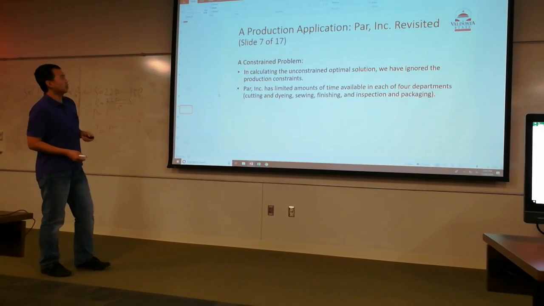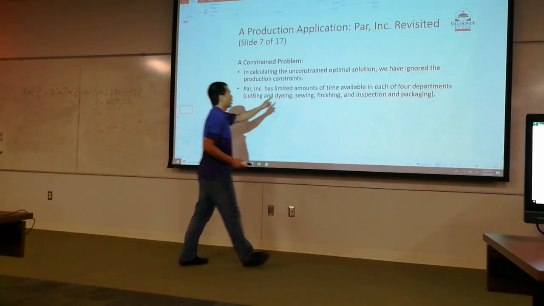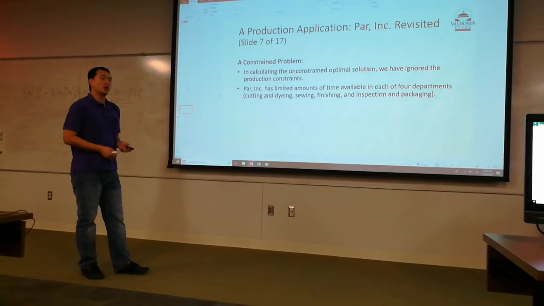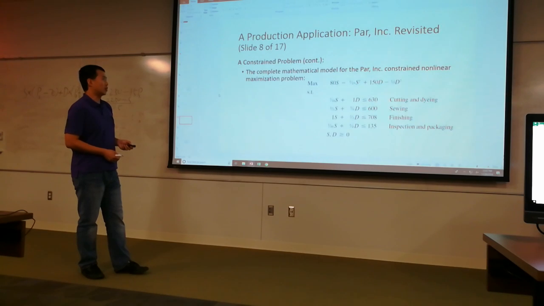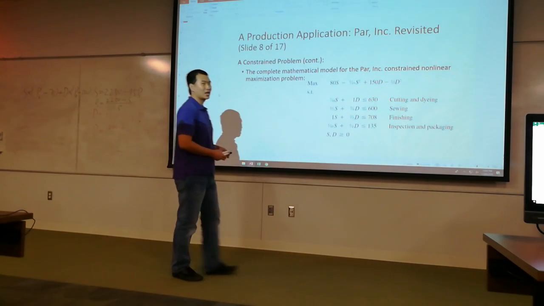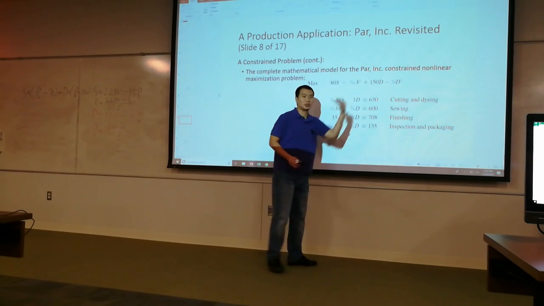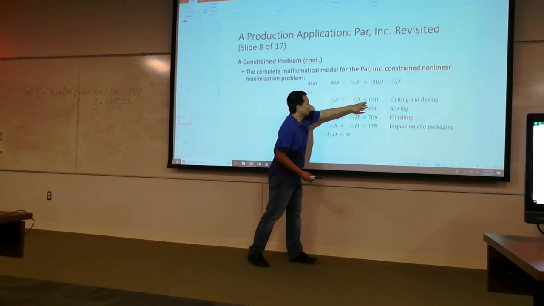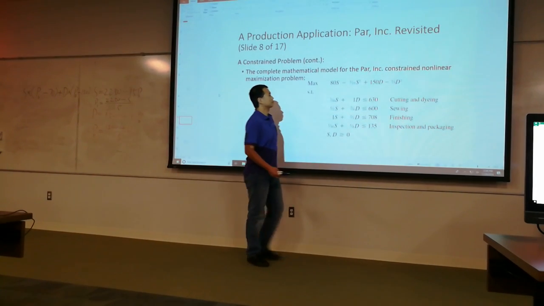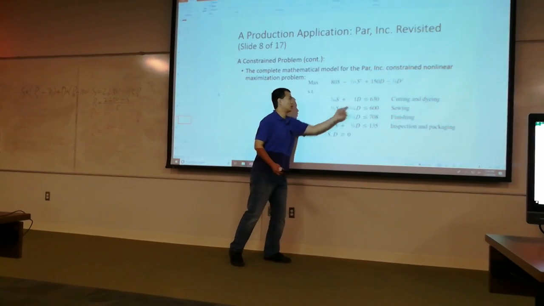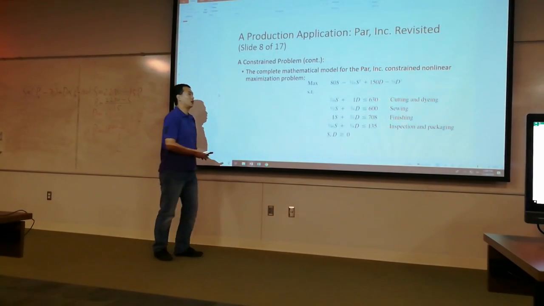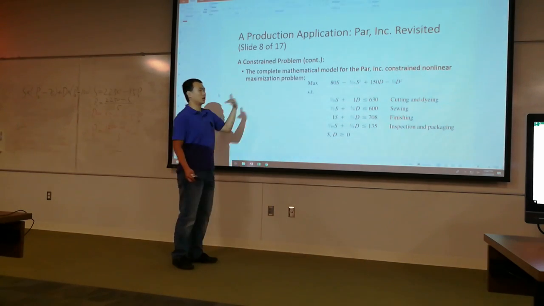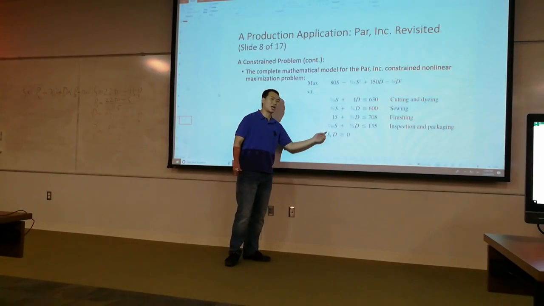Then let's talk about the constrained problem. Still, we have 1, 2, 3, 4 processes, and we have constraints for those 4 processes. So after adding the constraints, we still have the same objective function, but here are our constraints. Cutting and dying, the availability is 630. Then we have the numbers here, so it's from the Excel file. So sewing, finishing, inspection, and packaging, we have all the constraints, and do not forget to add this one.